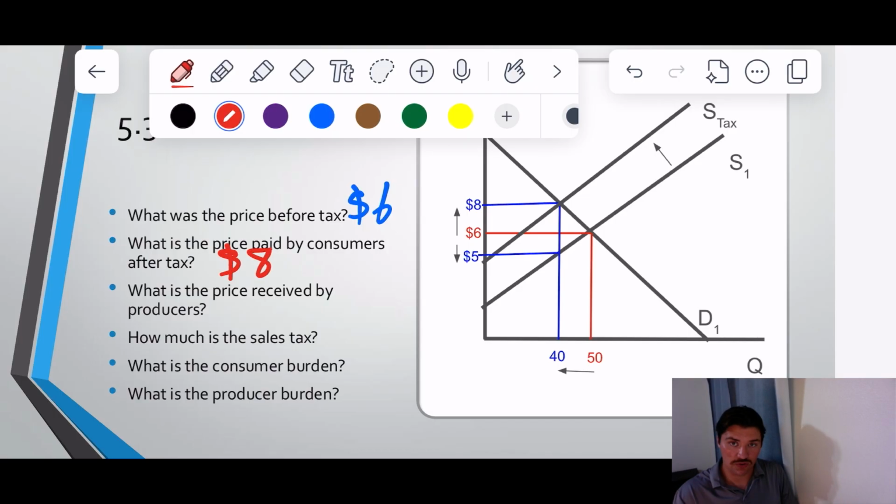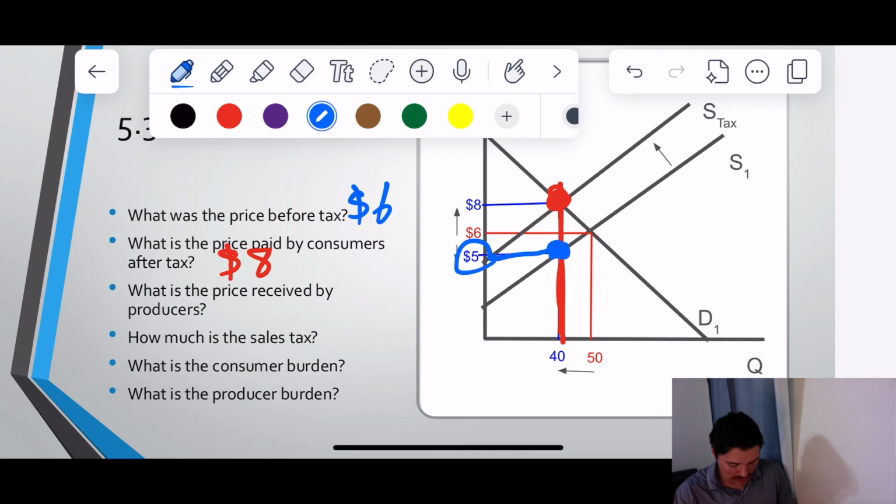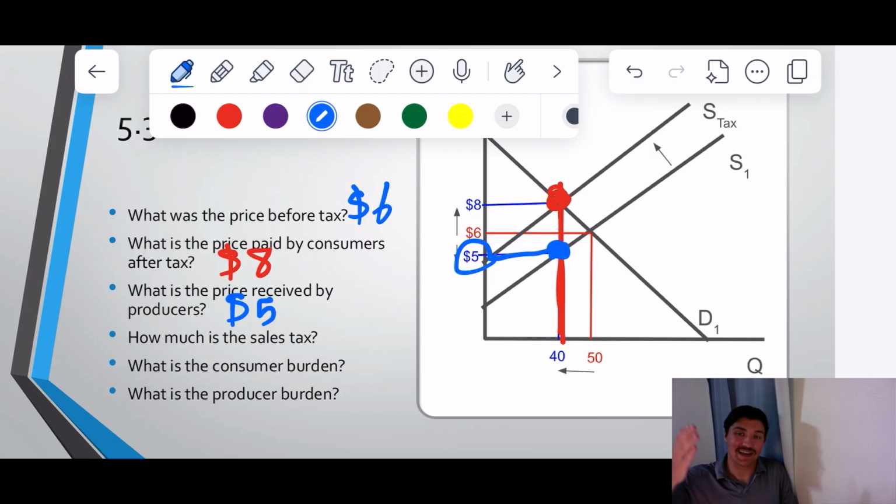Now, what do the producers keep? Well, this is your equilibrium. This is your quantity, all right? So this point right here, that's the supply plus the tax. So we just need to look at the supply. That one is right here, and that is at $5. Okay, all I did there to figure out the producer price was look at that quantity. What does the supply curve show us? At this quantity here, the supply curve shows us $5.